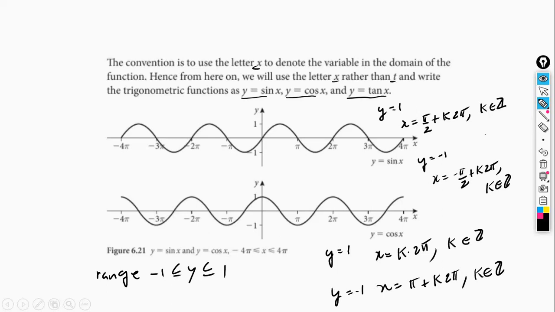A closer inspection of the graph of the sine function also reveals that it is odd. That is, it has symmetry with respect to the origin. Notice that sine of minus x is equal to minus sine of x. So sine is odd, whereas the cosine function is even. That is, you can see a reflection across the y-axis. In other words, cosine of x is equal to cosine of minus x.